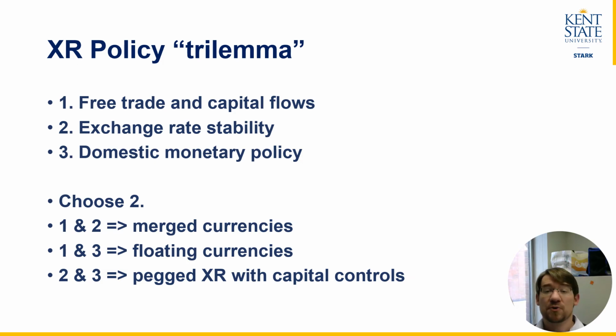Or maybe you want free trade, you want free capital flows, and you still want domestic monetary policy. Well, if that's the case, you need to sacrifice exchange rate stability. Floating currencies will do that for you. Or maybe you say, you know what, I'm willing to sacrifice free trade and capital flows. What I really want is exchange rate stability and domestic monetary policy. A pegged exchange rate with capital controls will do that for you. So of these 3, you get to pick 2. You have to sacrifice 1. And it's not immediately obvious which of them is the best to sacrifice. This is something that is probably going to depend very much on the specifics of your country.